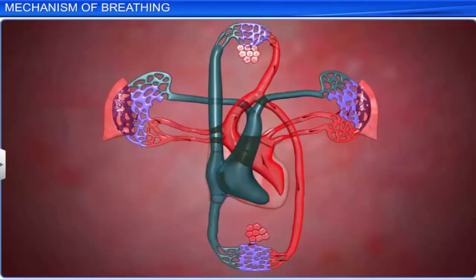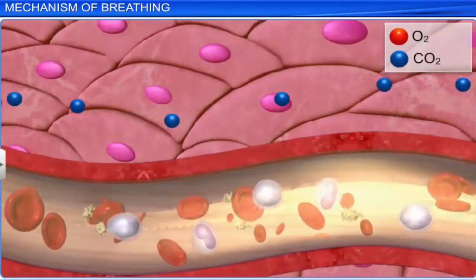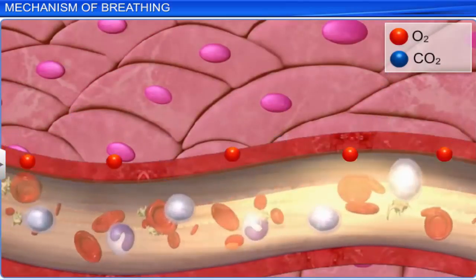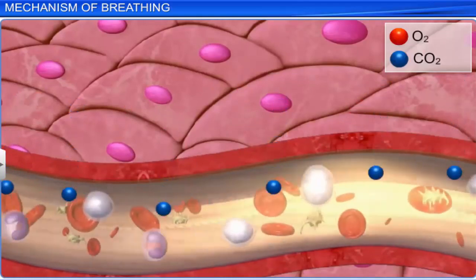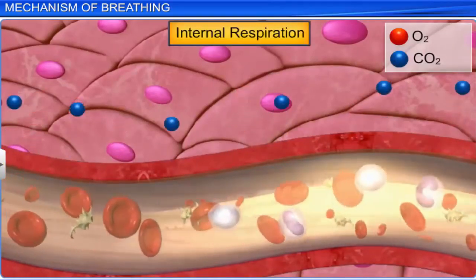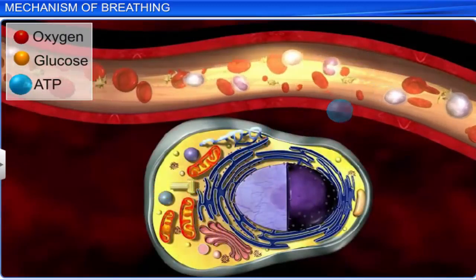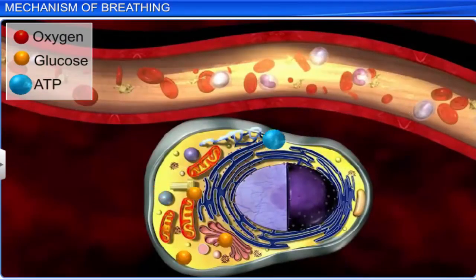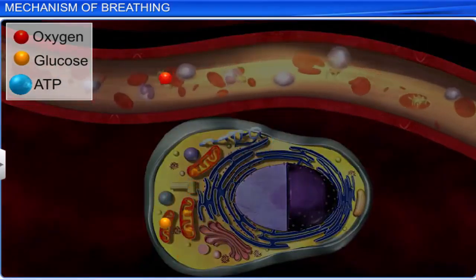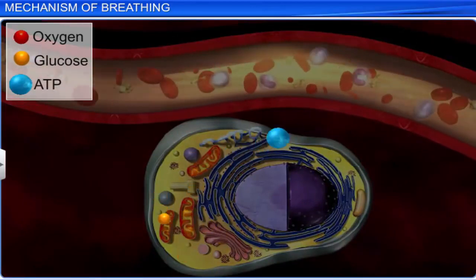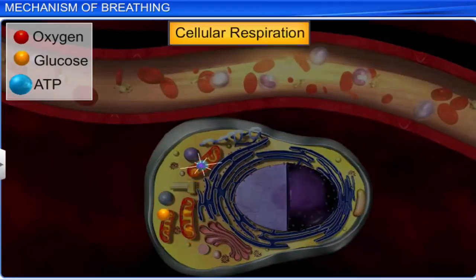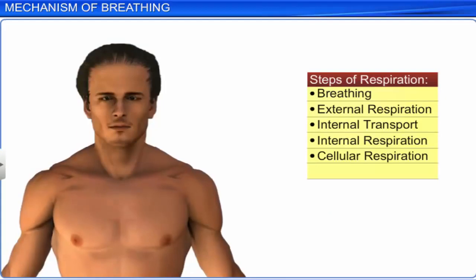Heart pumps this oxygen-rich blood to different tissues. Hemoglobin in the blood transports the oxygen. The diffusion of gases between the blood and the tissues is called internal respiration. The oxygen that is carried to the tissues is used by cells to produce ATP. ATP is produced by the breaking down of organic molecules. This process is called cellular respiration. Thus, respiration takes place in humans.